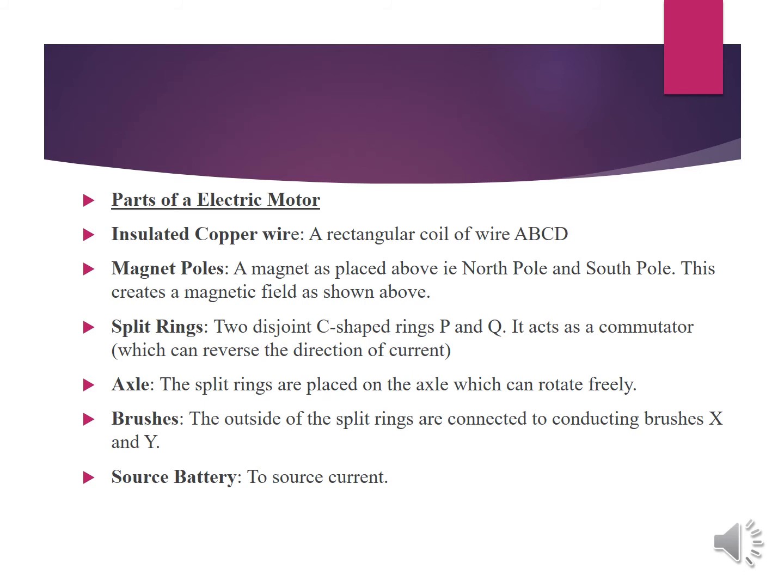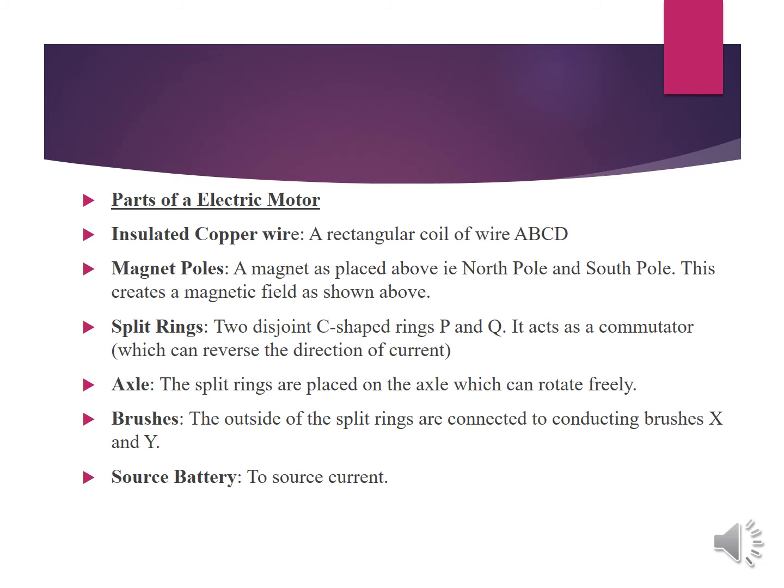Insulated copper wire: a rectangular coil of wire ABCD. Magnetic poles: a magnet is placed above, that is the north pole and south pole. This creates a magnetic field as shown above. Split rings: two disjoint C-shaped rings P and Q. It acts as a commutator which can reverse the direction of current.